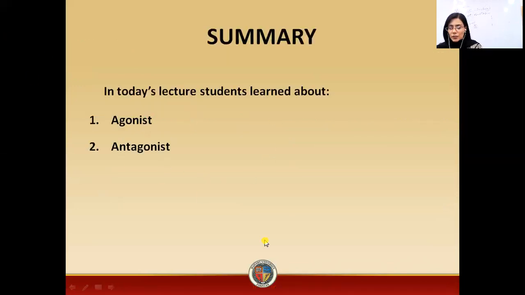So in today's lecture, we have discussed that there are agonists which bind to the receptor and produce a biological response. Then we discussed different types of antagonists. So this was all about the ligands, the agonists and the antagonists.